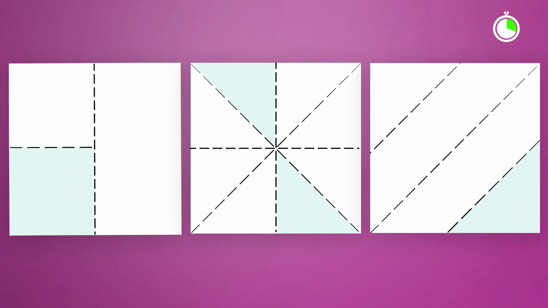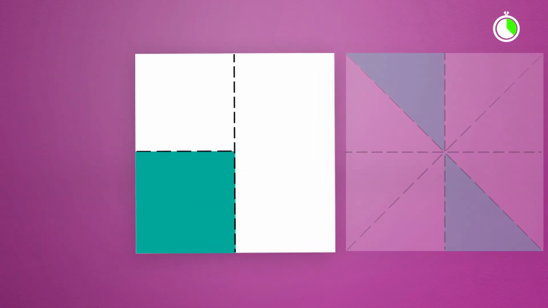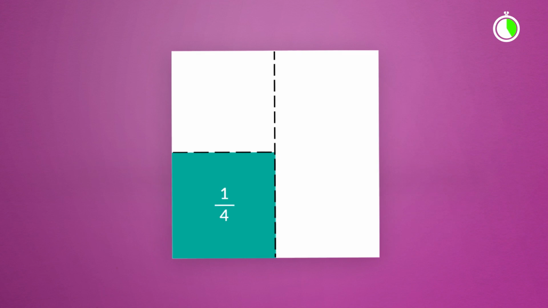Each of these shapes represents one whole. Which shape shows 1/4 colored green? I think the first shape shows 1/4 because the part colored is 1/4 the area of the whole. Yes, even though the parts are not equal, the green part is still 1/4 the area of the whole shape.